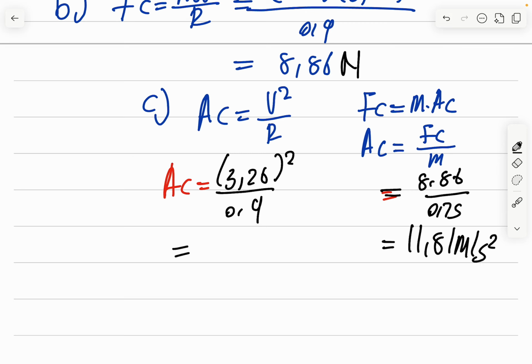This side you are going to have 3.26 all squared divided by 0.9. The answer is going to be 11.81 meters per second squared.